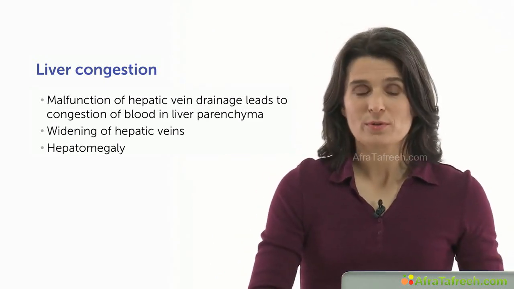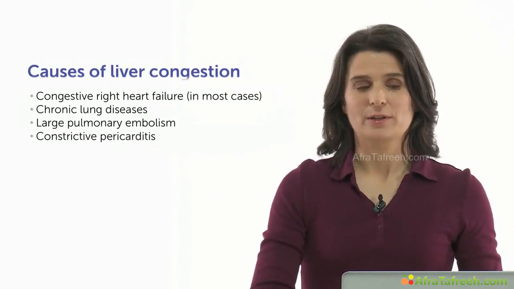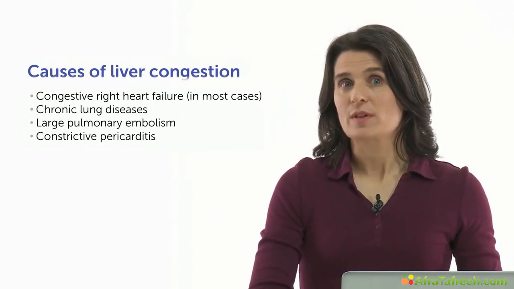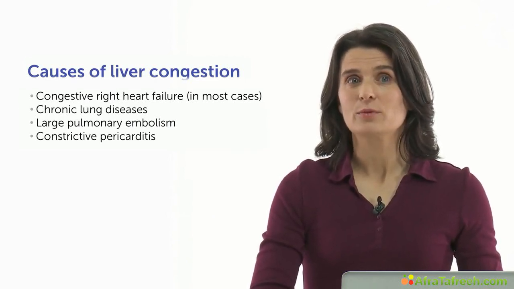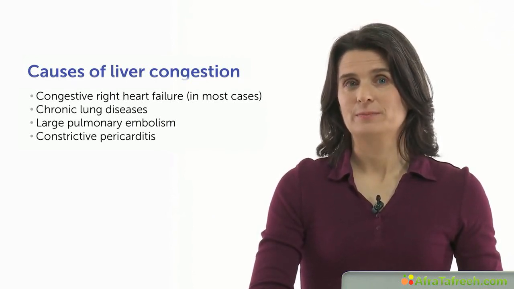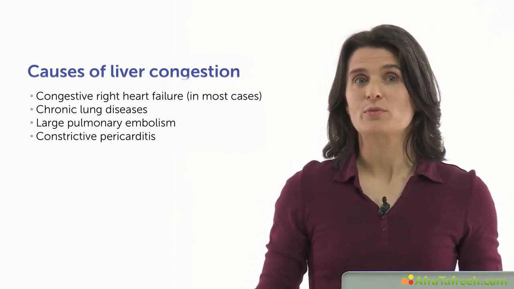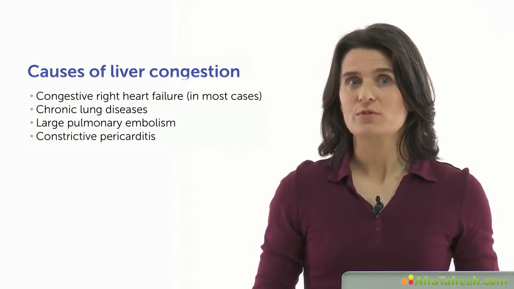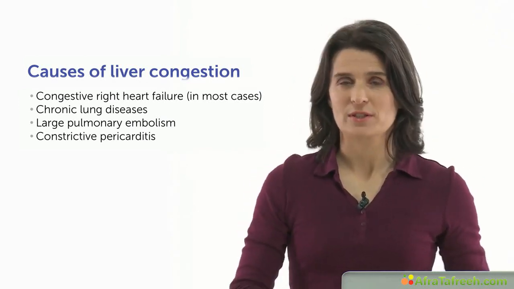And the possible causes for this status? In most of the cases, it's congestive right heart failure or even global heart failure. But also some chronic lung diseases like COPD or emphysema can lead to elevated pulmonary pressure and over time to right heart failure. Large pulmonary embolism can cause acute right heart failure because of rapid elevation of pulmonary pressure. And a more rare cause, constrictive pericarditis, can lead to impairment of right heart function and to liver congestion.